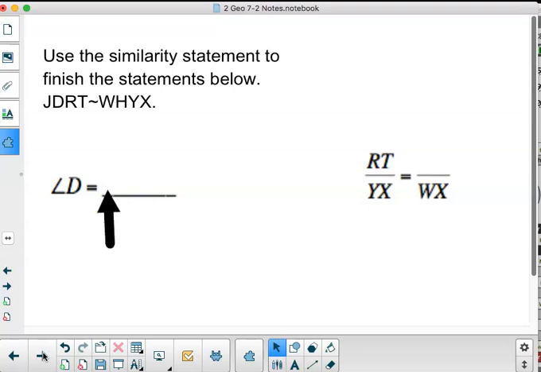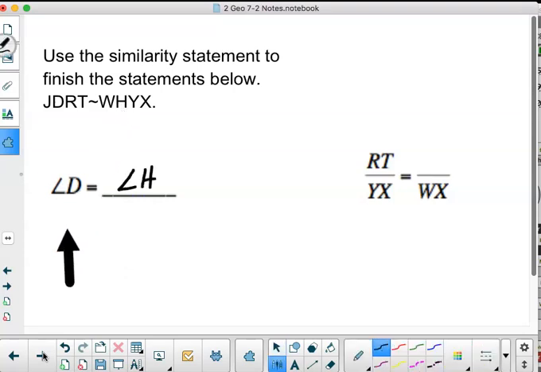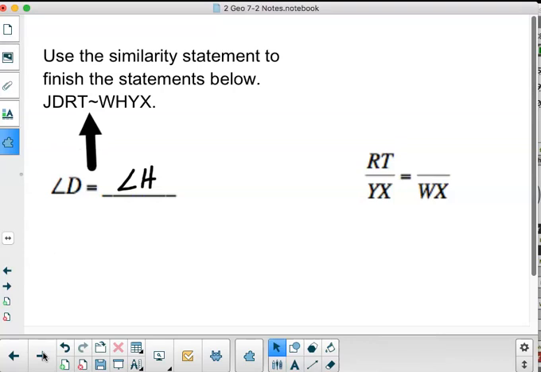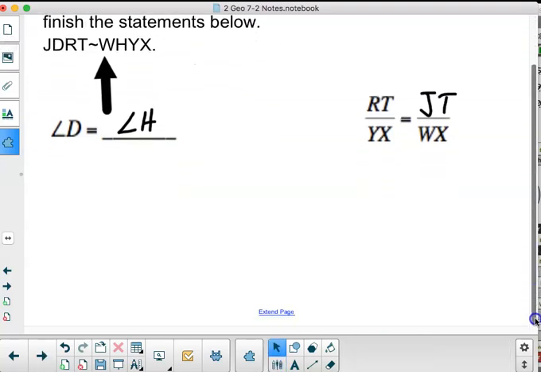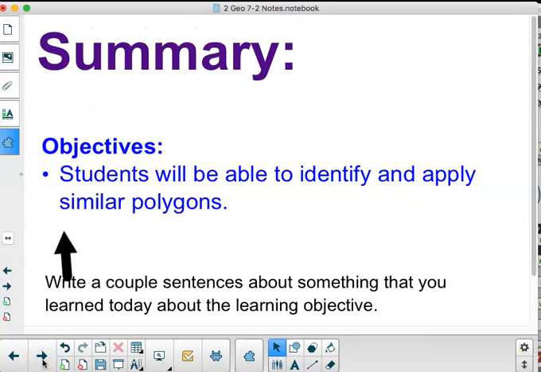Okay, so J, D, W, H, angle H. They're congruent and therefore equal. RT, so I got RT, YX. They got WX on the bottom. Well, WX first and last. JT, JT. Hopefully those went well for you. Order matters. Okay?